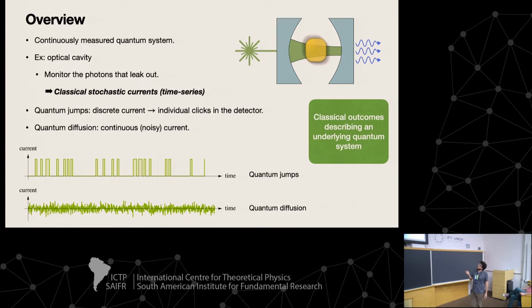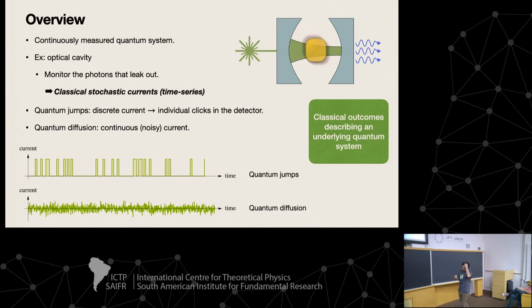You can pump light into this cavity because this mirror is semi-transparent. So there's a finite probability that photons can get in or out of this mirror. And so not only can you pump it, but there are also photons leaking out. And this is how we measure this kind of system. We put a detector here, and we just collect the photons that are leaking out of the cavity.